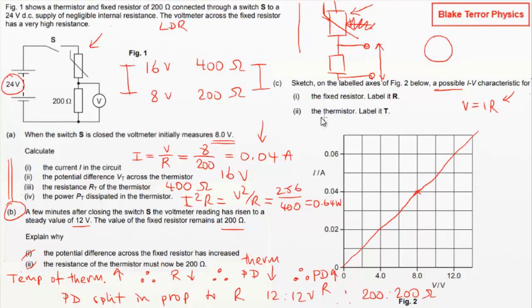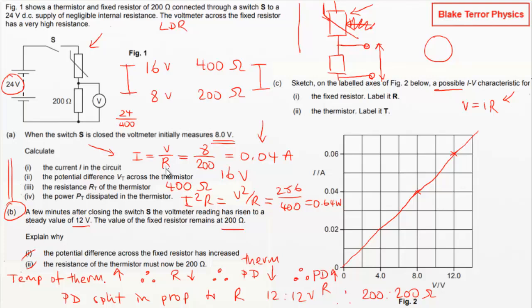So if we then draw the IV characteristic for the thermistor, what have we got? If it's got 12 volts across it, then we've got 0.06, because we could redo this calculation for the whole circuit and say the total would be 24 divided by 400. So that's going to be our 0.06. So it must go through this point here when we've got a 12 volt potential difference across it.